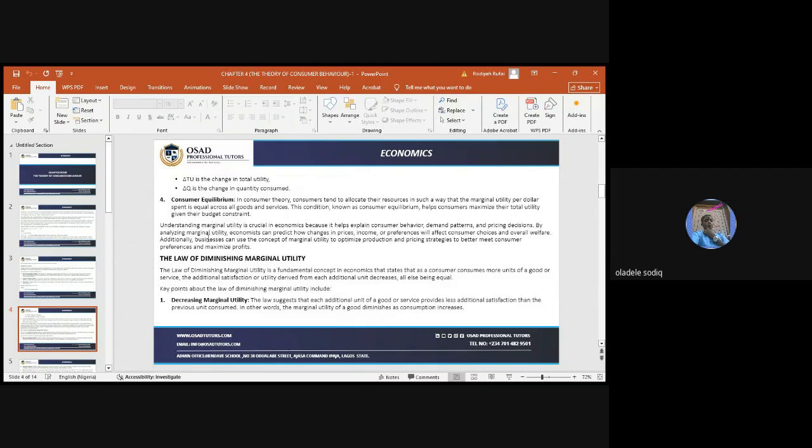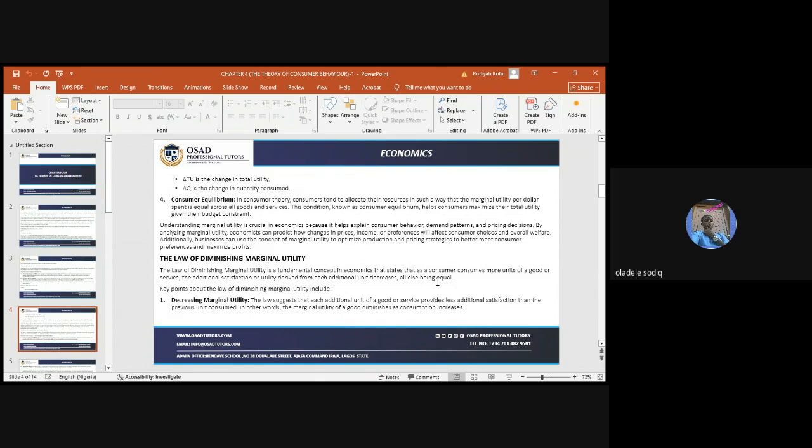So let's move on to the law of diminishing marginal utility. The law of diminishing marginal utility is a fundamental concept in economics that states that as a consumer consumes more units of a good or service, the additional satisfaction or utility derived from each additional unit decreases, all things being equal. So I've explained it before.